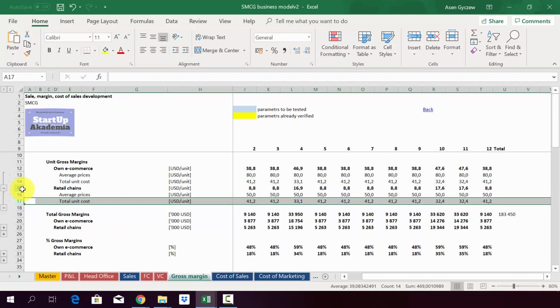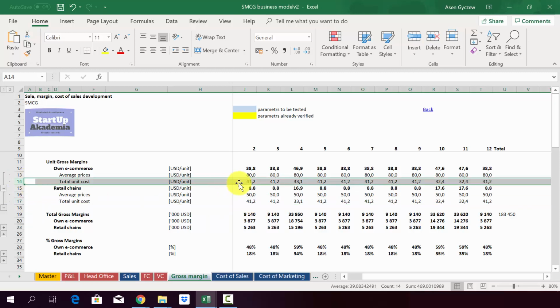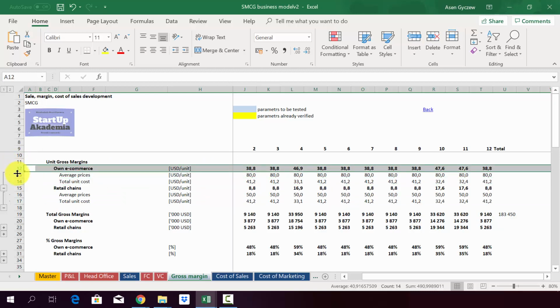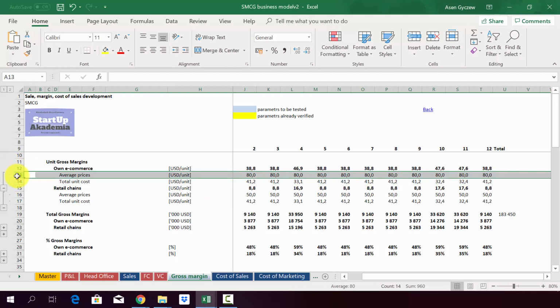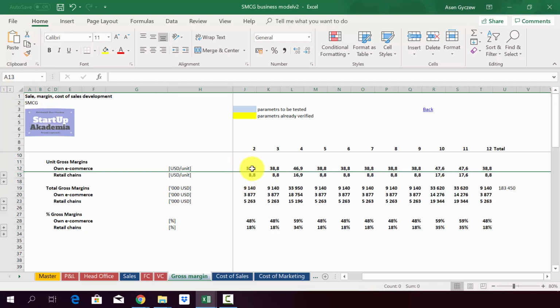Obviously, the total unit cost is the same for both channels. So when we look at the retail chains, you will see that we've got exactly the same total unit cost as we've got for the own e-commerce. So the difference in the gross margin comes from the price. Since the price in own e-commerce is higher, we have a much higher unit gross margin. So it's 38 versus 8 for the retail chains.